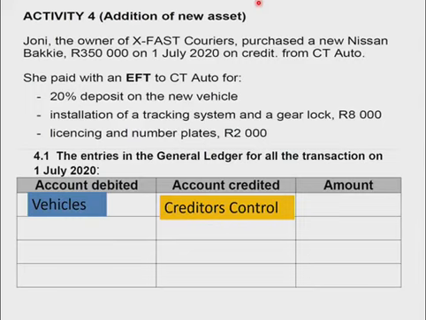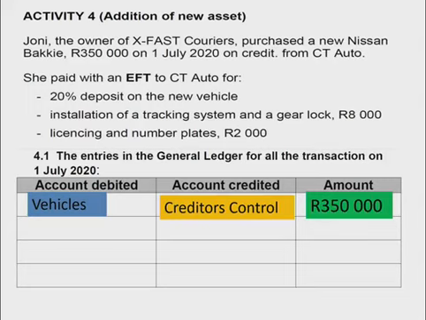So if I'm looking at what's happening, my assets are increasing. Therefore, it's debit vehicles. And my liabilities are increasing, which is creditors control. And the amount is now 350,000, excuse me. And then it says that she paid with an EFT, so that abbreviation is electronic fund transfer. She paid with an EFT 20% of the deposit.